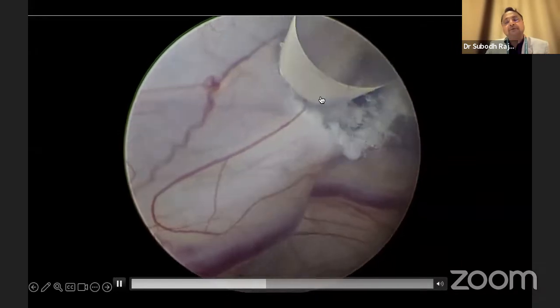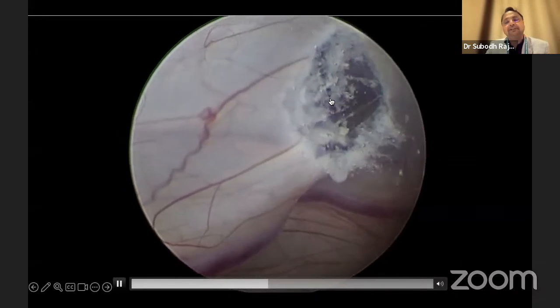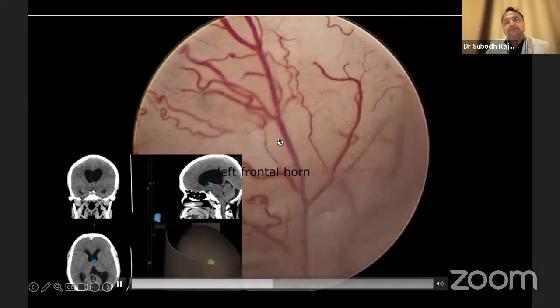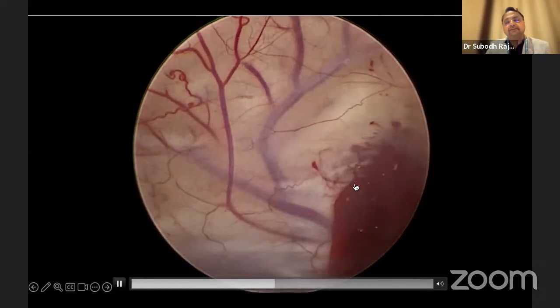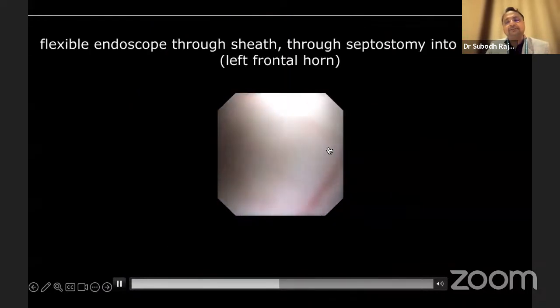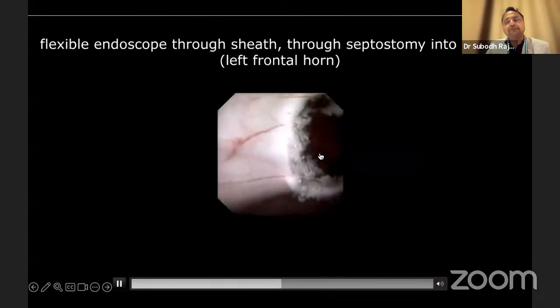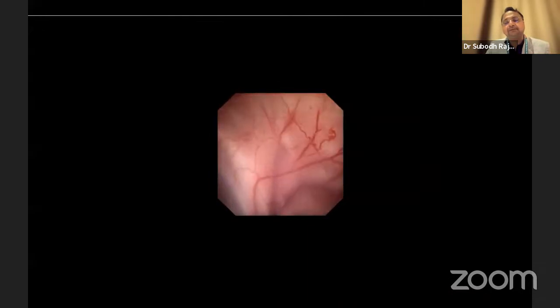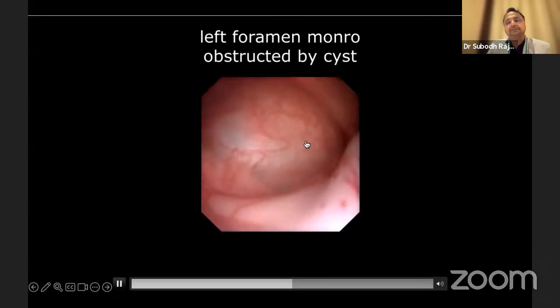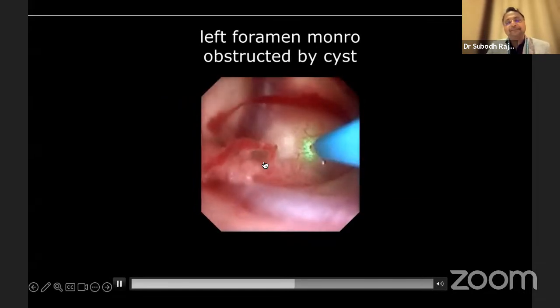Because the burr hole is very lateral, we can't go with a rigid scope to the opposite side and see the foramen of Monro. So we went into the opposite foramen. We were just able to see this. So what we did was we introduced the flexible scope through the septostomy. And once we are into the opposite ventricle through a flexible scope, we see this colloid cyst here, as if nothing has been done here.